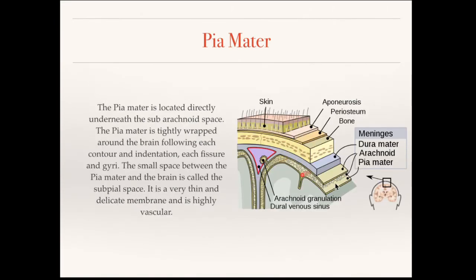The Pia Mater, seen over here, is located directly underneath the subarachnoid space. The Pia Mater is tightly wrapped around the brain, following each contour and indentation, each fissure and gyri. The small space between the Pia Mater and the brain is called the subpial space. It is a very thin and delicate membrane and is highly vascular.